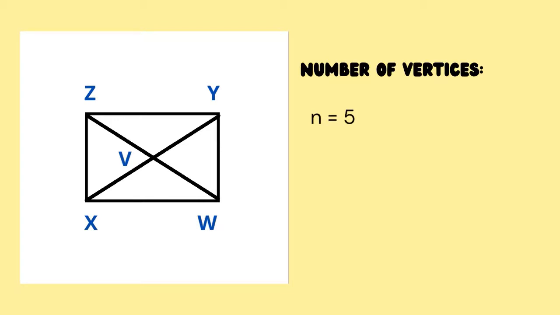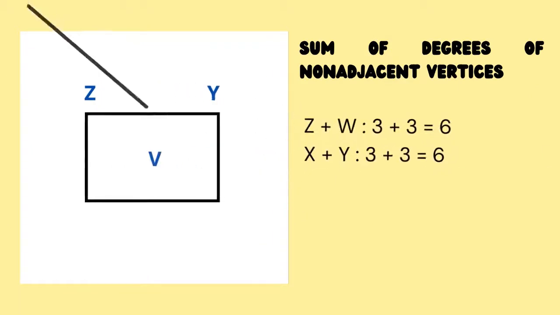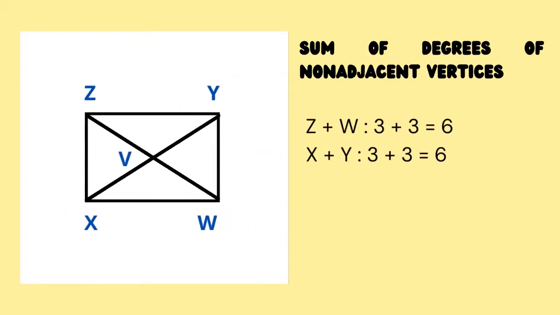Then, we will be getting the sum of the degrees of non-adjacent vertices. These are vertices that are not joined or connected by an edge. These pairs are Z and W with 3 plus 3 equal to 6, and X and Y with 3 plus 3 equal to 6. Some pairs are not mentioned anymore since they are already given.